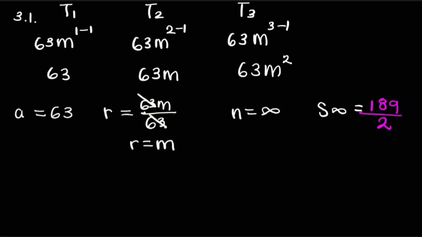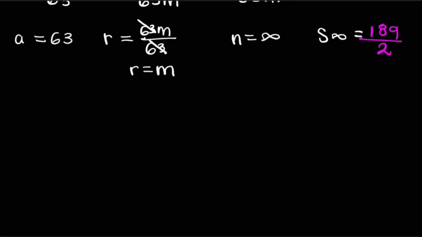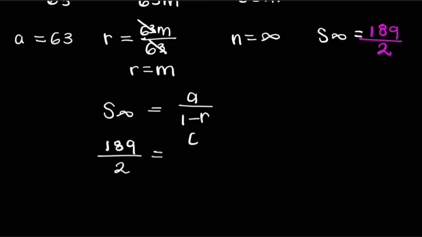Now once you have a, r, and n, you are ready to write down your formula. So we're dealing with sum to infinity. That is a over 1 minus r. On the left hand side, we were given the answer. So we know that the sum to infinity is 189 over 2. On the right hand side, we're going to substitute what we have. a is 63 over 1 minus, and r here is equal to m.